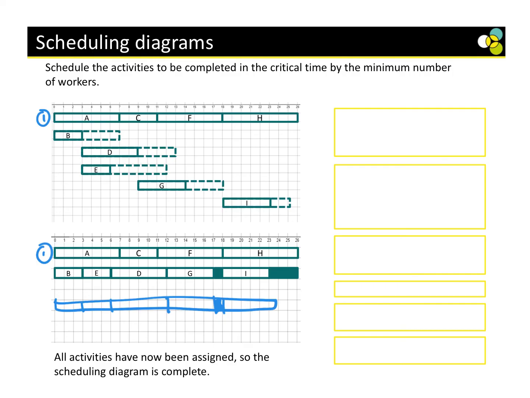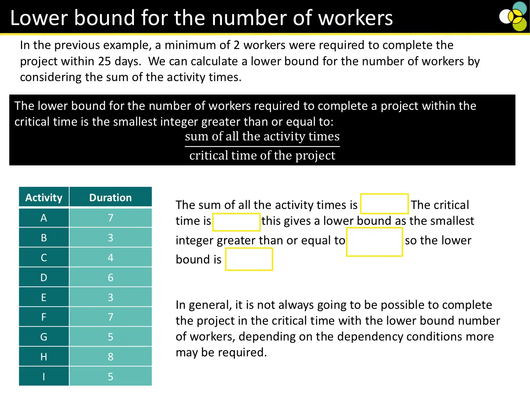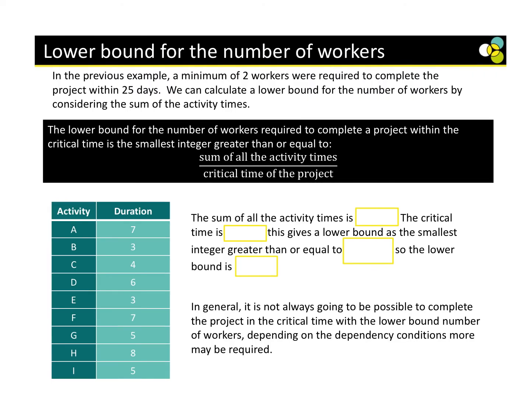Okay then. Right, I think we've only got one or two more things, and then we're going to do a test your understanding. Right, one more thing. If we ever look for the lower bound, it will always say the sum of activity times in a question. The sum of activity times is the total duration. Now, if we add all this up, what do we get?